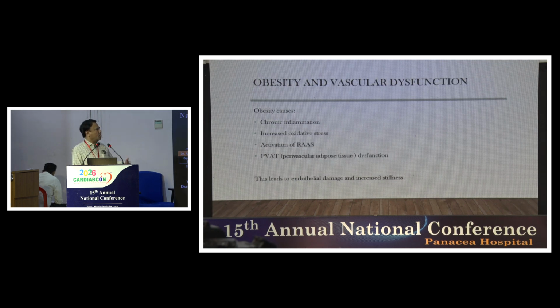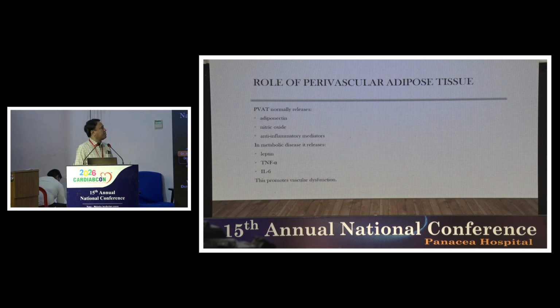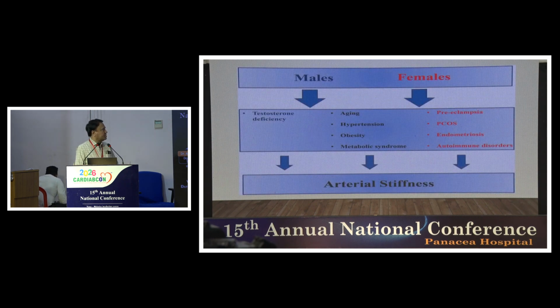Obesity, again, low-grade chronic inflammation, oxidative stress, activation of RAS, and I say the perivascular adipose tissue dysfunction, that also makes them susceptible to arterial stiffness. So this is about the role of perivascular adipose tissue: which molecules are released and responsible for increasing the stiffness.